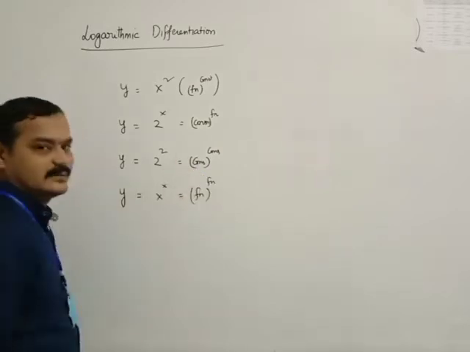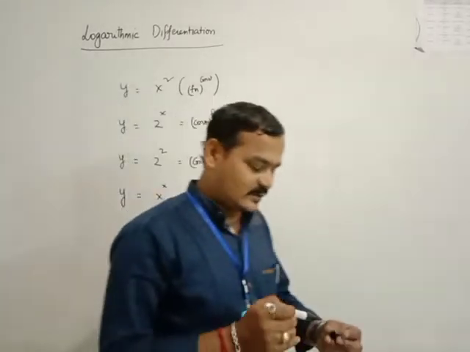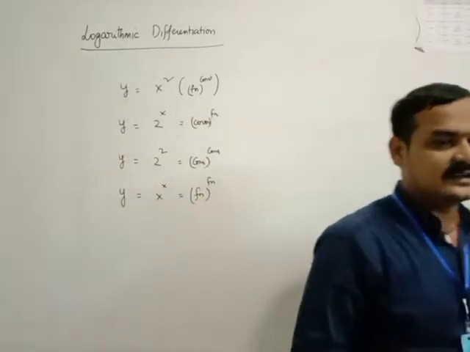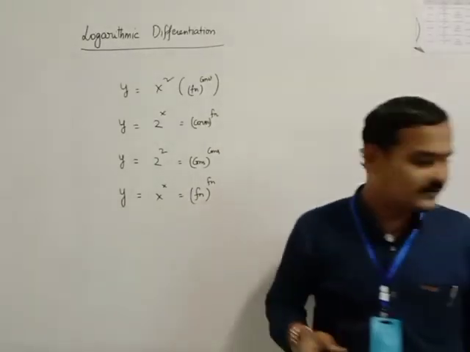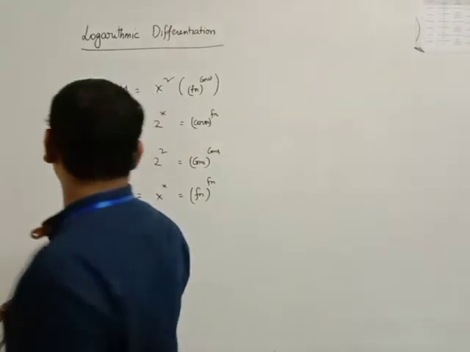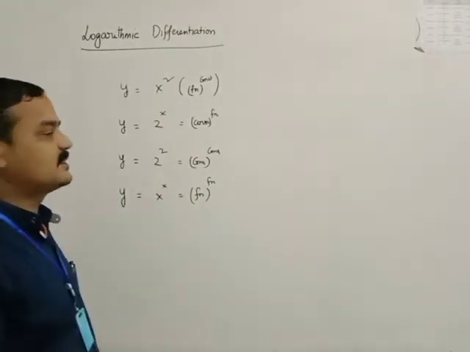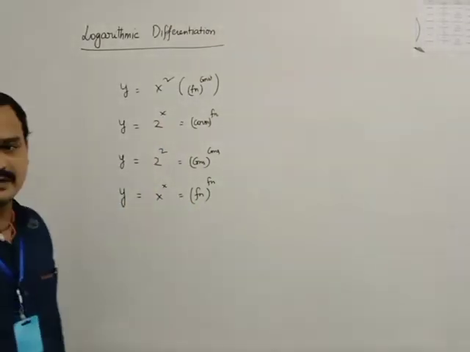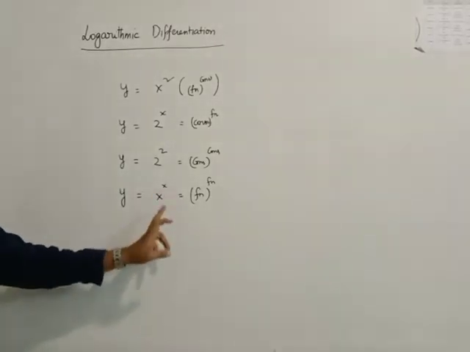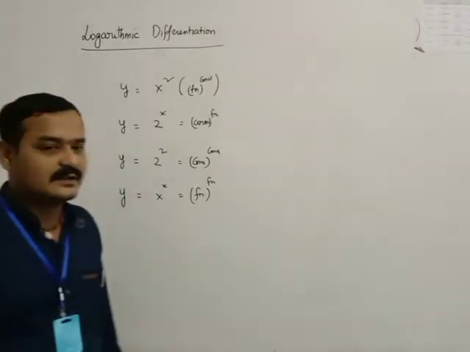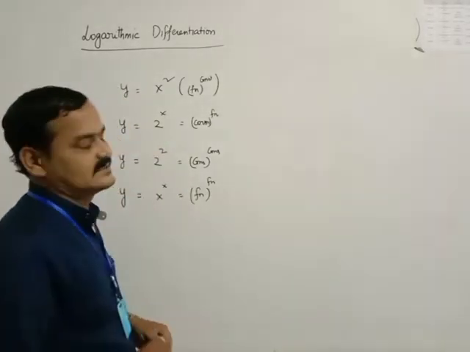There are four types of questions here. The first one is x square. x is a function and 2 is a number, so it is a function to the power of constant. The second one is 2 power of x, which is constant to the power of function. Then 2 square, which is constant to the power of constant. The next one is x to the power of x, function to the power of function. So I have written four types.